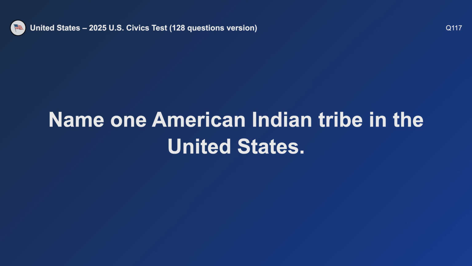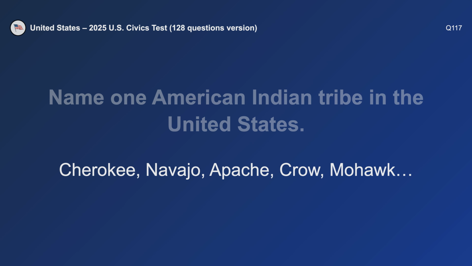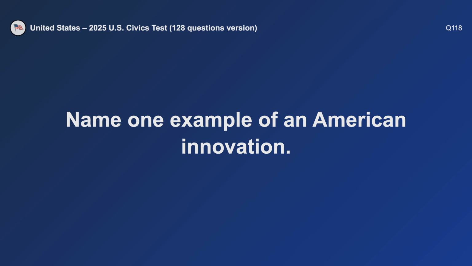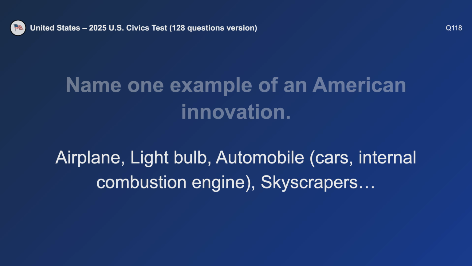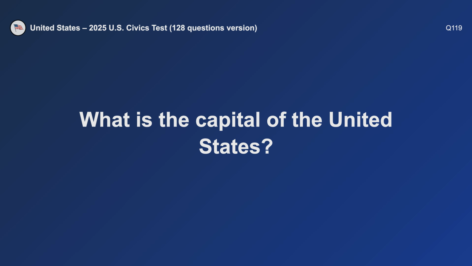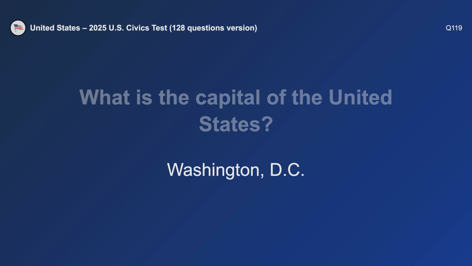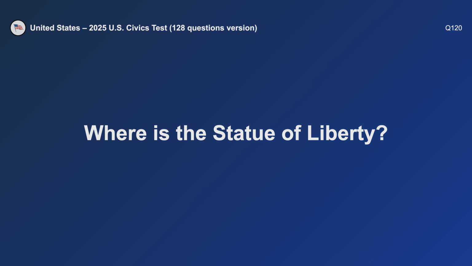Name one American Indian tribe in the United States. Cherokee. Name one example of an American innovation. Airplane. What is the capital of the United States? Washington, D.C.